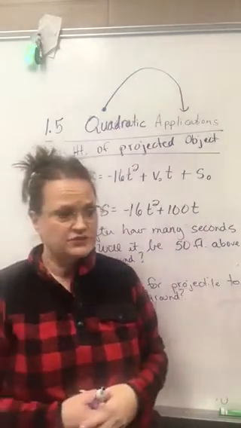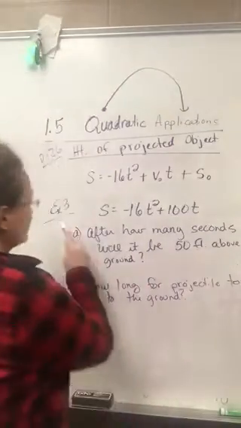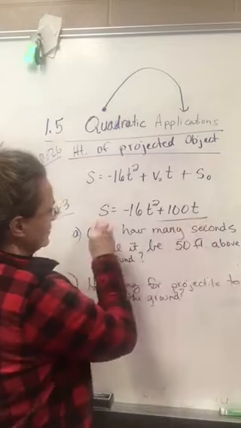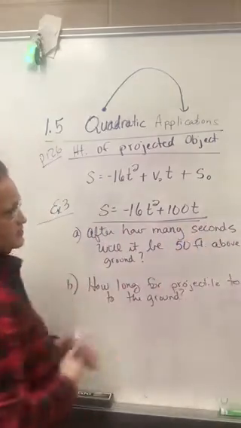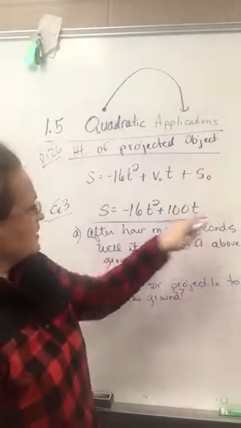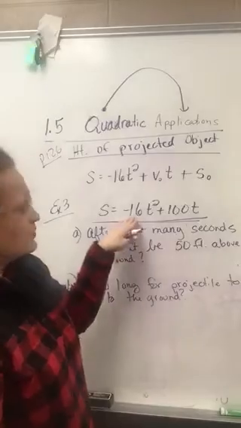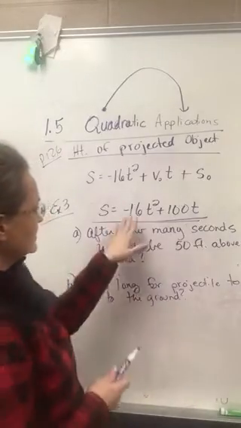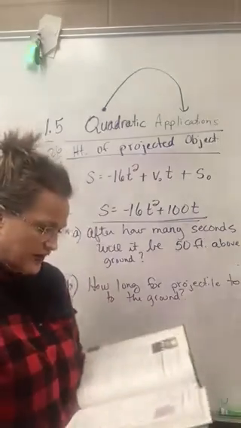These aren't things you'll have to derive some way. It will be given. For example, in example 3, they give us an equation. This one must have been projected from the ground because there's no s value on the end. And 100 would be the velocity, 100 feet per second. You might wonder, why is the negative 16 there? That has to do with the pull of gravity, so that is already factored into the problem.